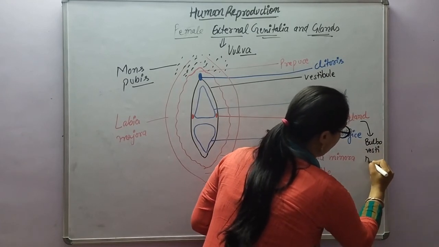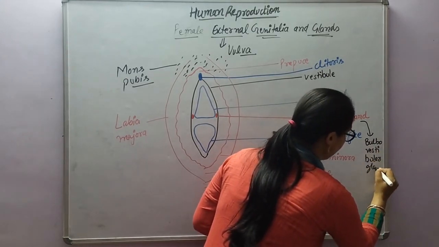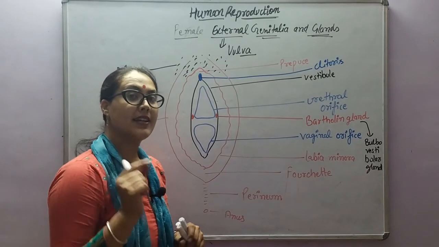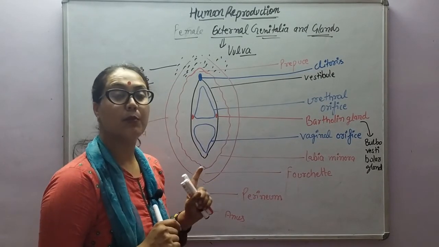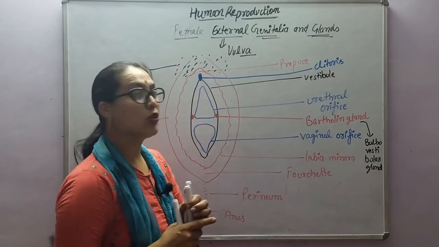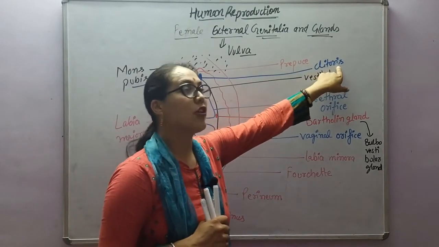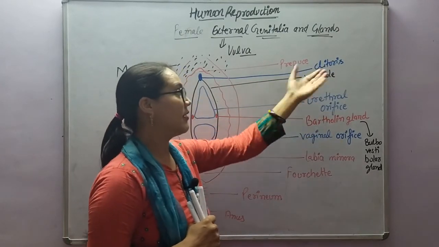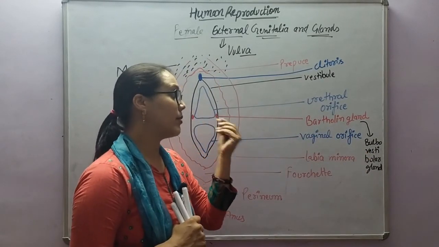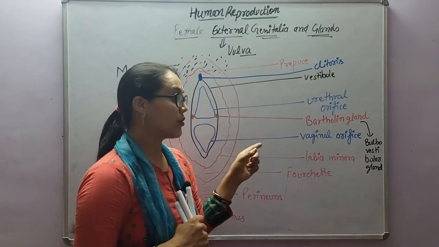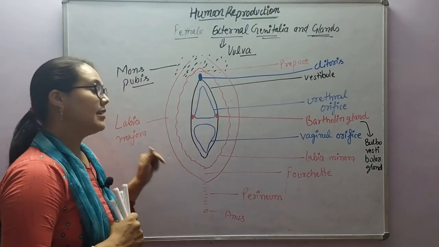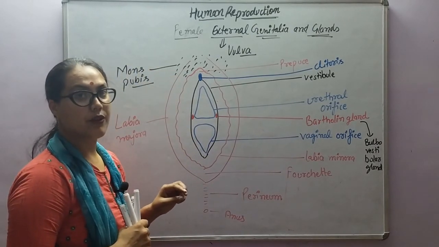The bulbovestibular gland is homologous to the glands we have done in the male reproductive system, that is the bulbourethral or Cowper's gland, which is situated at the base of the penis. So here we talked about two homologous organs. Clitoris is homologous to the penis, and it can be a neat question. And the Bartholin or bulbovestibular gland is homologous to the Cowper or bulbourethral gland. So this is the external genitalia and glands of the female reproductive system.